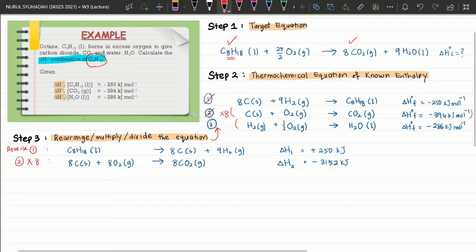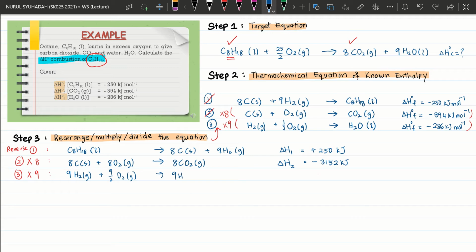So what you're going to do, you will times everything here by 9. So you put equation 3 times 9, and then write down the equation back. So you will have 9H2 gas plus 9/2 oxygen gas to produce 9H2O according to what we have on our target equation over here.